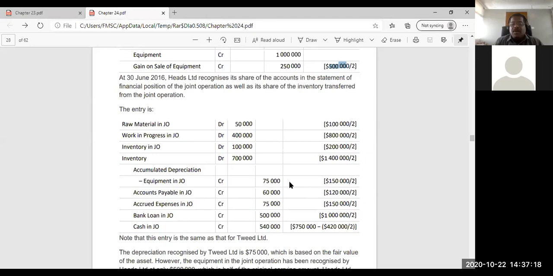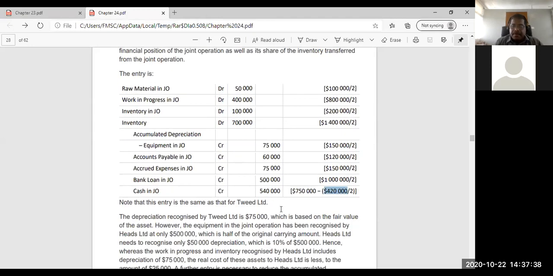So then half of half, same thing, you continue, same journal entry. From the balance sheet, you take half, half, half, liabilities half, half. But remember, here 750 you take minus 420. Is it clear? All right.